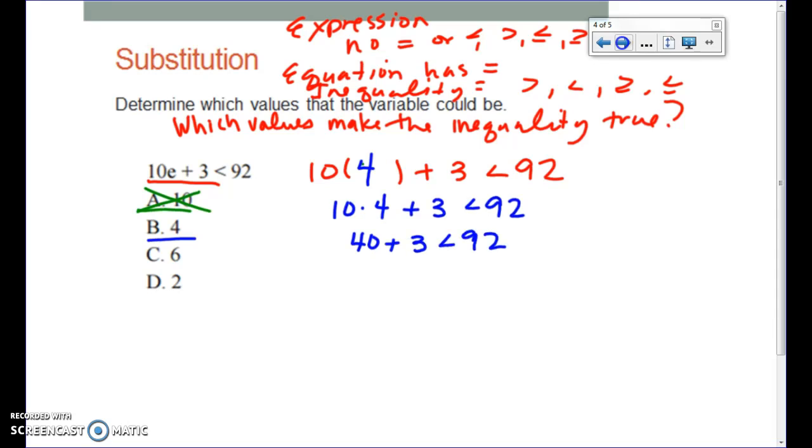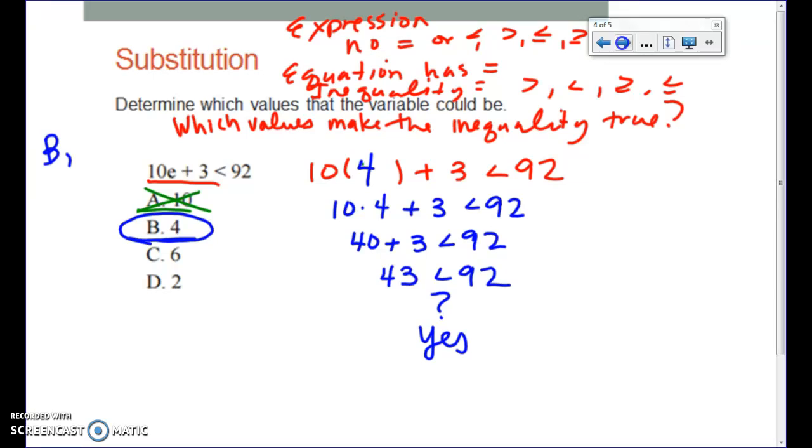And I'm just following order of operations. 10 times 4 is 40. And 40 plus 3 is 43. Is 43 less than 92? Yes, it is. So we know that the value for E could be 4. 4 would be okay. So B is part of our answer.